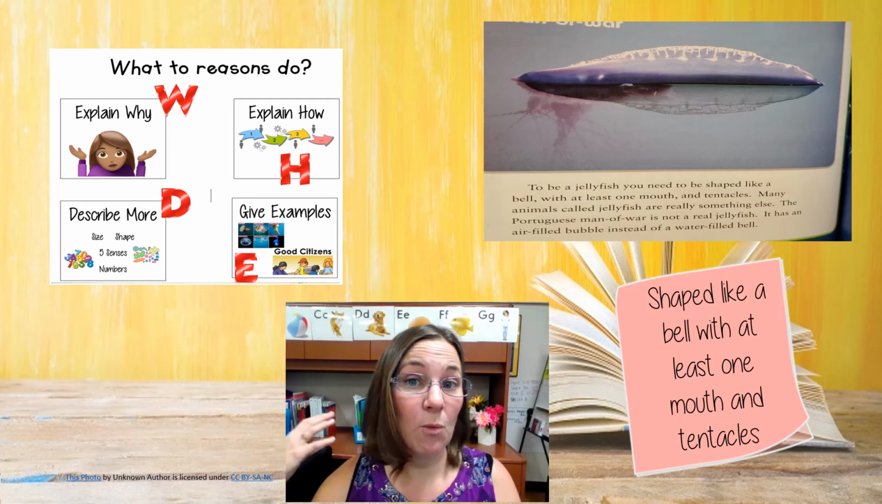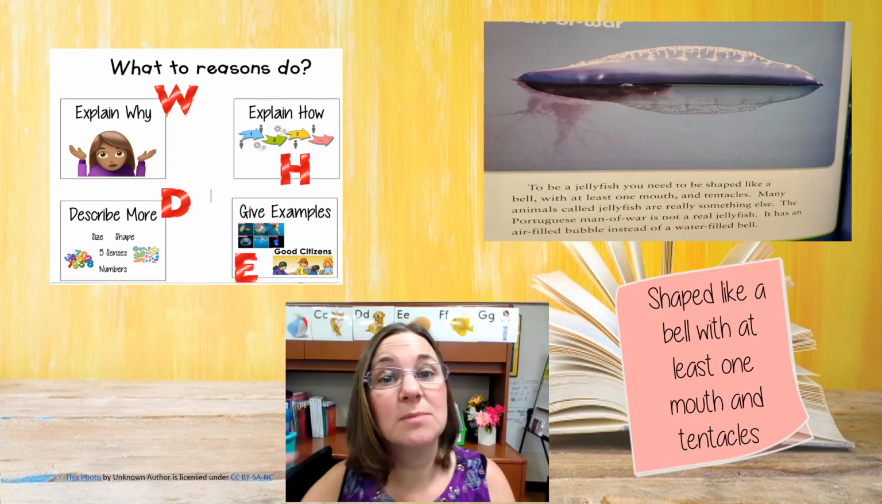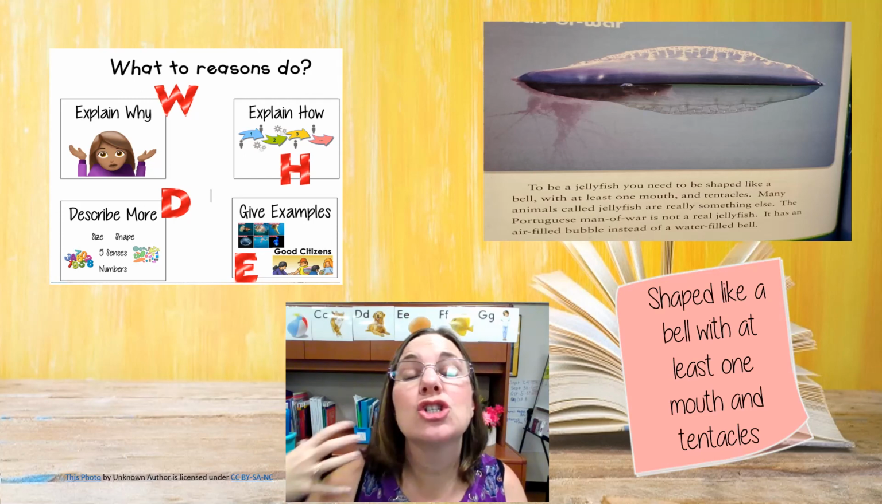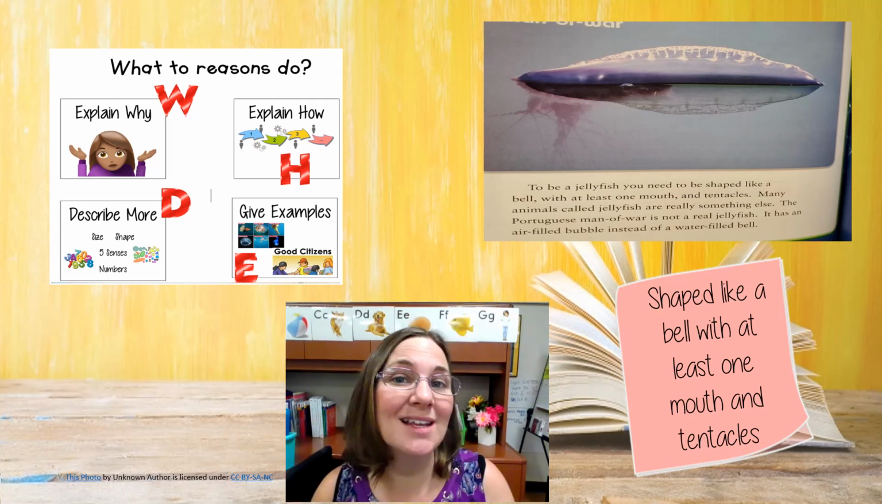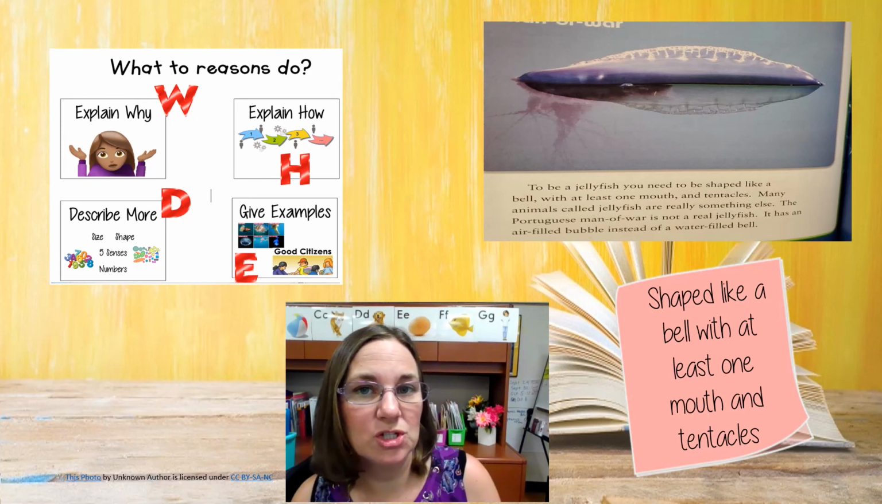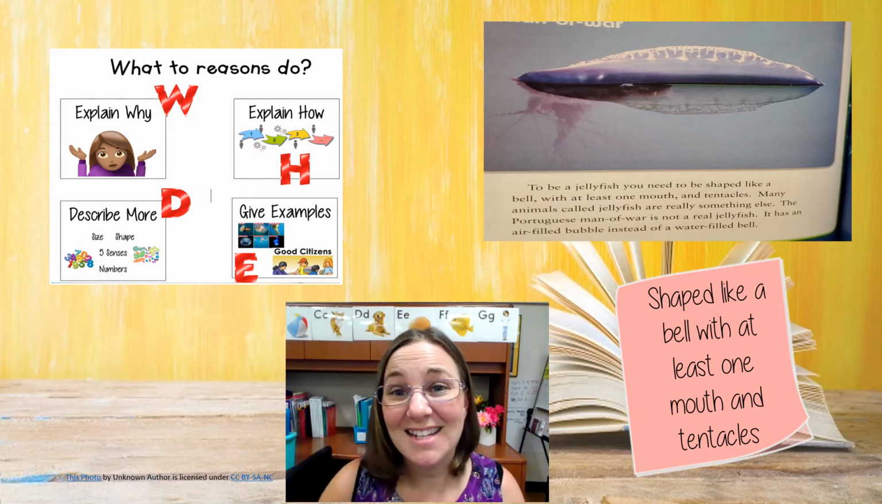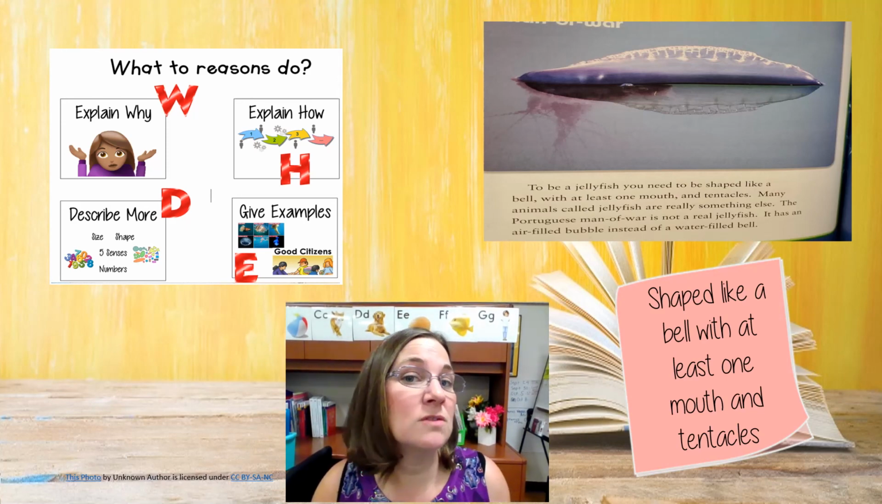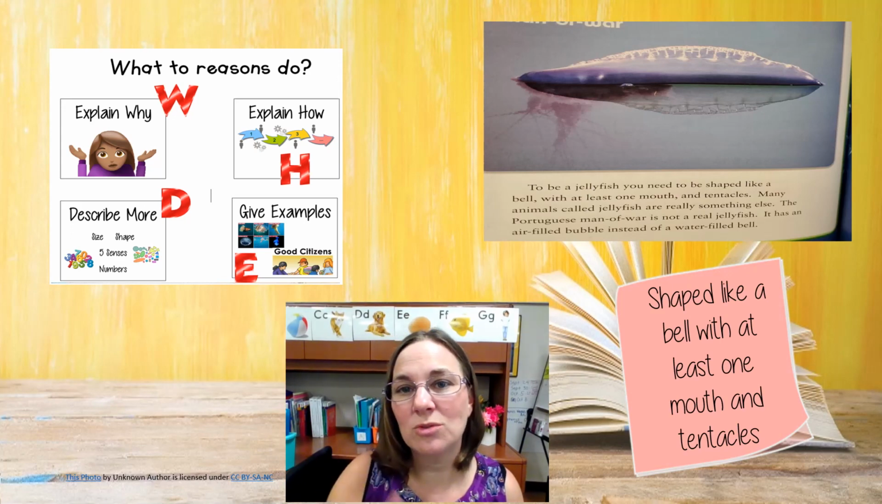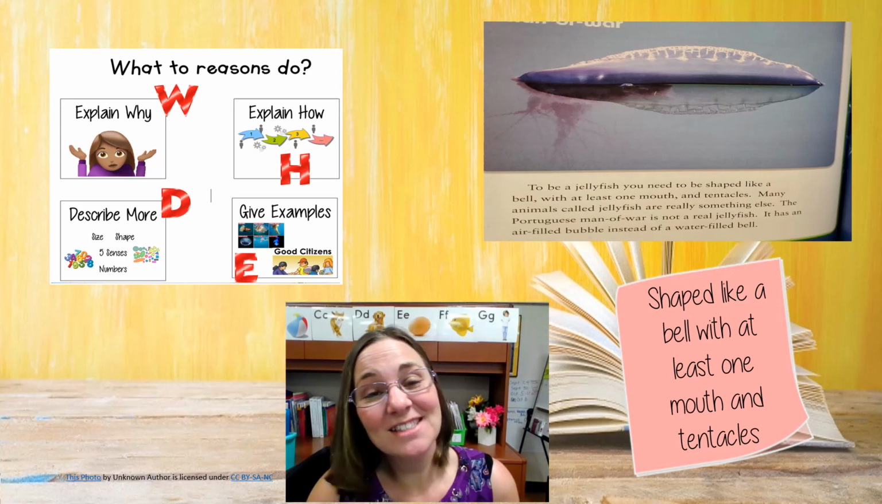Is she explaining why something happens, explaining how it happens, describing more about the jellyfish, or giving an example, like a type of jellyfish? Go ahead and head to the next Nearpod slide, and I want you to code this reason. Give it a W, H, D, or E. You can use the typing tool, or you can use the drawing tool just to draw it. Head to the next Nearpod slide and try it out.